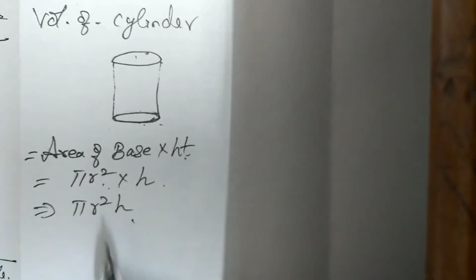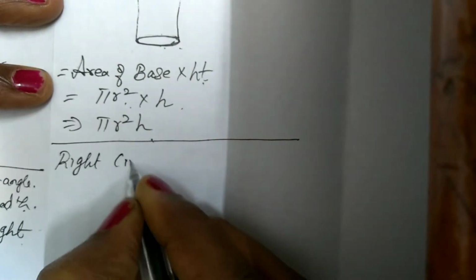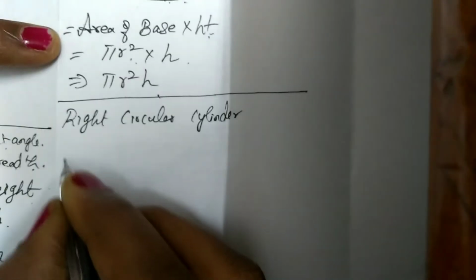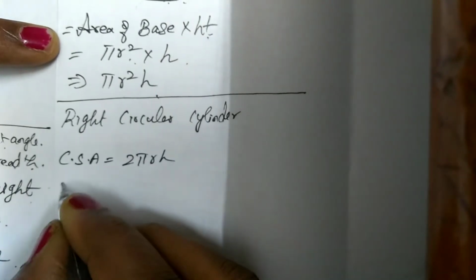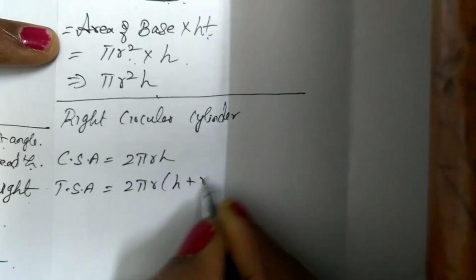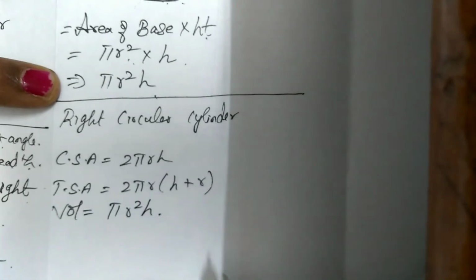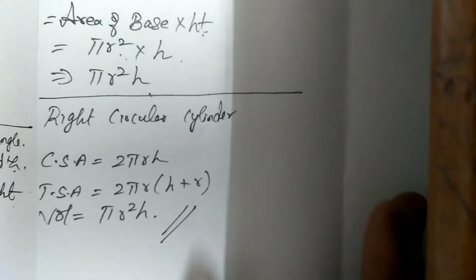So now you got it for the right circular cylinder. We say CSA, the curved surface area, is 2 pi r h, the total surface area is 2 pi r into h plus r, and the volume is pi r squared h. So you understood now how we are getting these terms. Now we will go for the hollow cylinder.